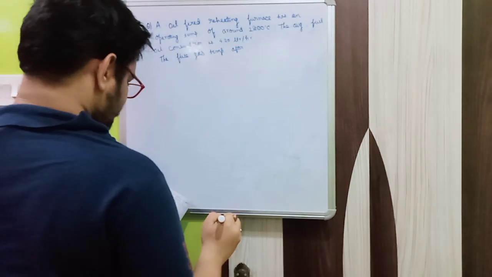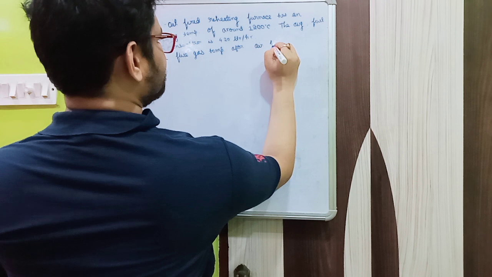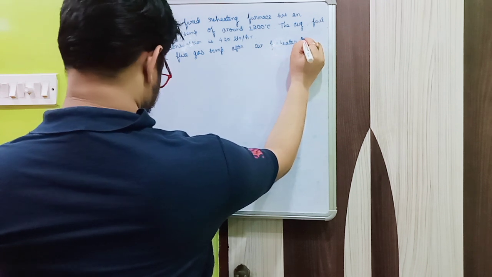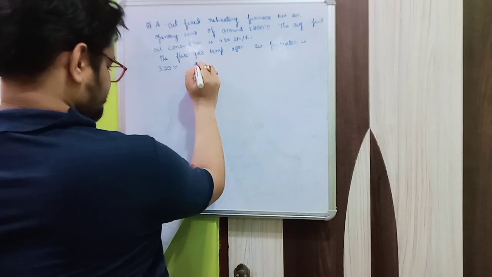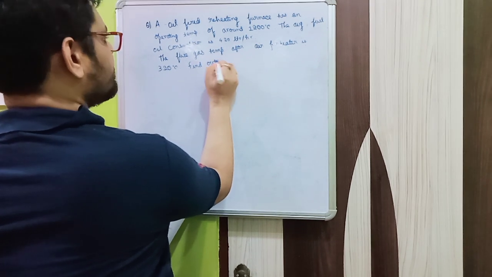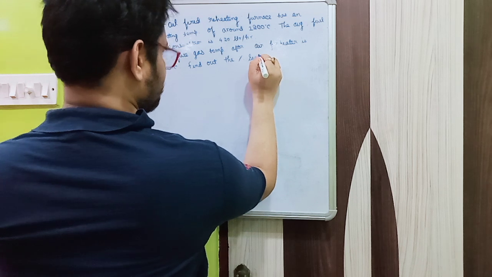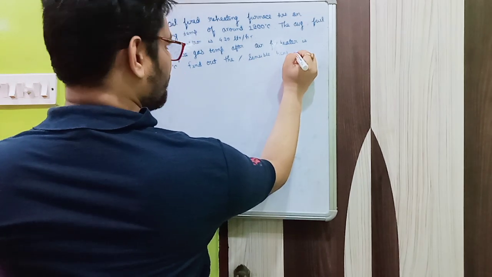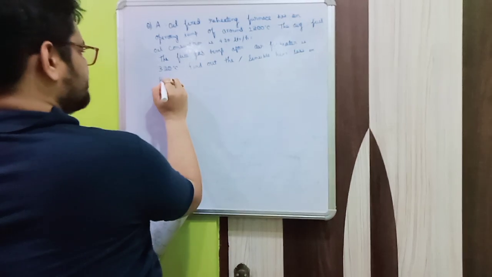the flue gas temperature after the air preheater is 320 degrees Celsius. So what do we have to find out? Find out the percentage sensible heat loss in exhaust gas.